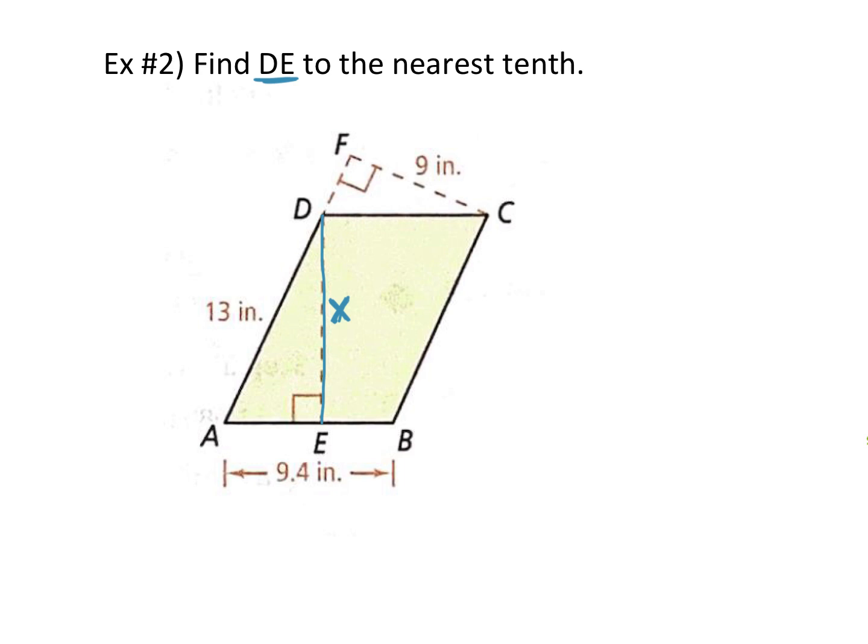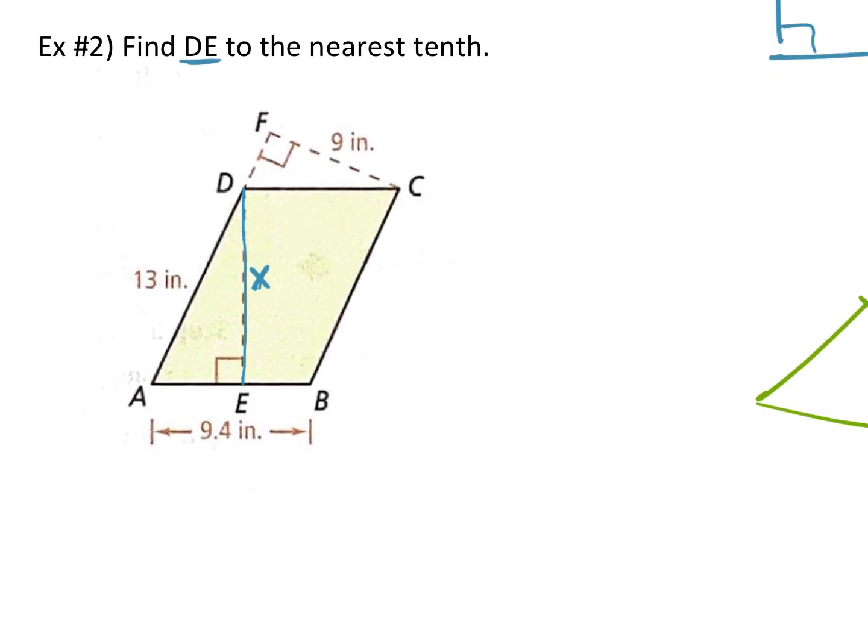Okay. How would we solve for that? This one's different. AB is 9.4. This whole side is 9.4. Here's what I want you to think about. I'm going to go with blue right now. I want a base and a height that are associated with each other. So if 9.4 is my base, which height goes with that 9.4? Not 13 inches. It has to be what? What's perpendicular to 9.4? X.